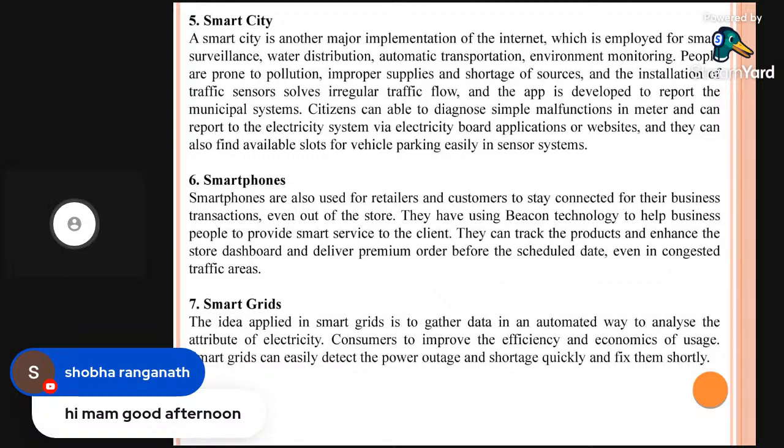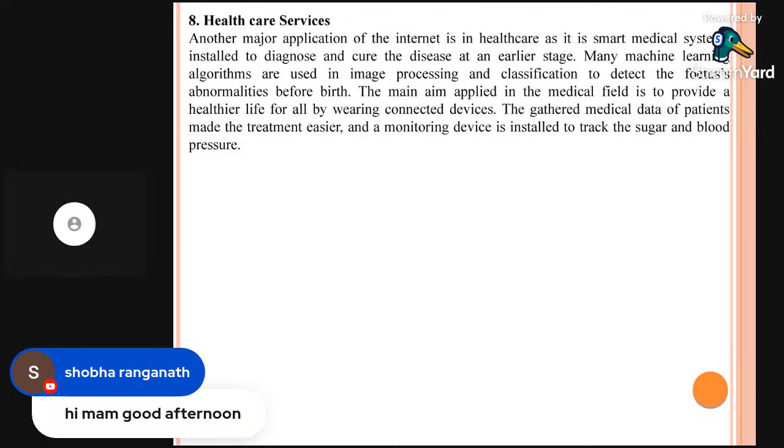Then healthcare services. Healthcare services is one of the major applications of the internet, where smart medical systems are installed to diagnose and cure diseases at the early stages. Many machine learning algorithms are used for image processing, classification, and detection of fetus abnormalities before birth.